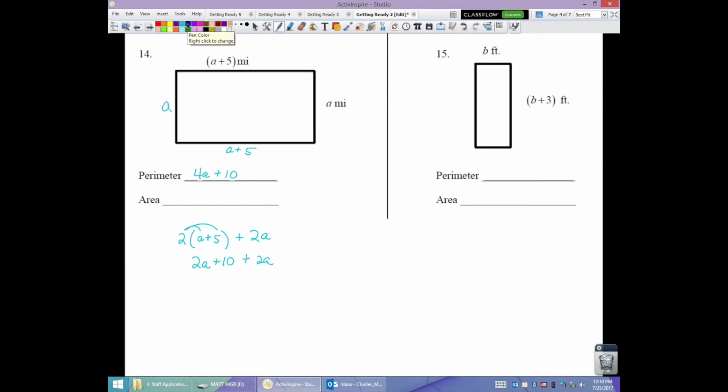For area, I'm multiplying base times height, and it doesn't matter which one you call base and which one you call height, they're interchangeable. A times a plus 5. So once again, I have to distribute a times a and a times 5. That's a squared plus 5a.